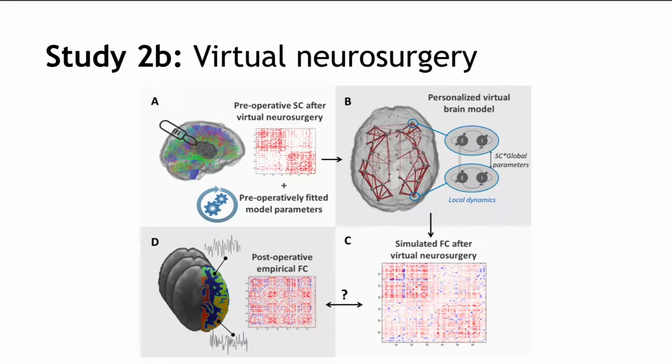As proof of concept, we performed these analyses in 7 glioma patients for which we had both pre- and post-operative data available. In particular, we performed virtual neurosurgery mimicking the actual neurosurgical procedure, after which we simulated brain dynamics using the patient's individually optimized model parameters. As a final step, we then evaluated the accuracy of the predicted brain dynamics after virtual surgery by comparing them to post-operative empirical functional connectivity.